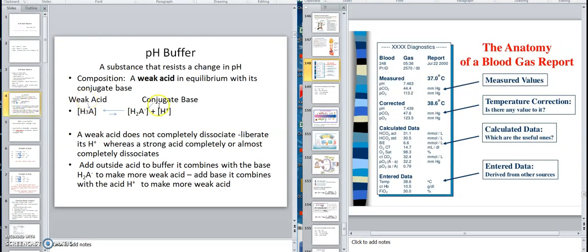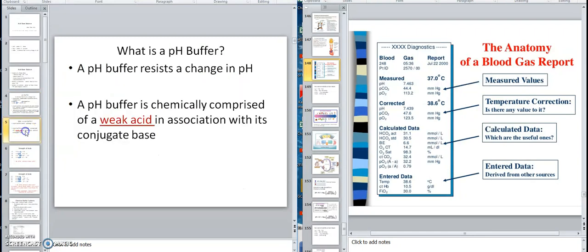pH buffer. What it is: a weak acid in equilibrium with its conjugate base. A weak acid in equilibrium with its conjugate base. Now, a weak acid does not completely dissociate. See, an acid has to dissociate, liberate an H+. A strong acid completely does. So if you go to my chemistry section, you can see what I'm talking about. Okay. Add outside acid to buffer. It combines with the base to make more weak acid. So let me show you what I mean.